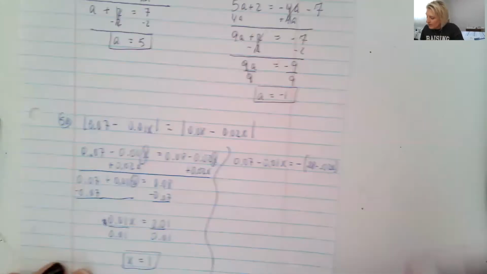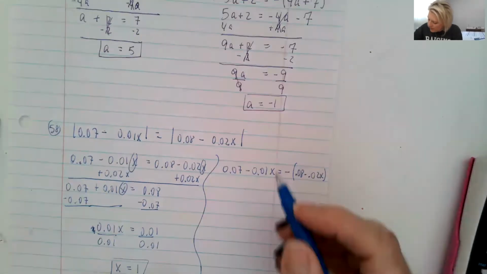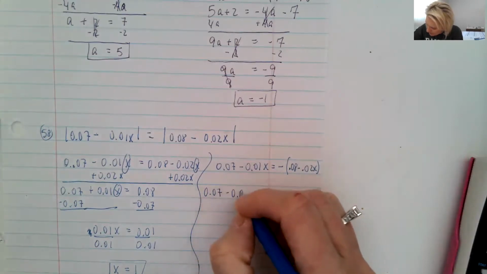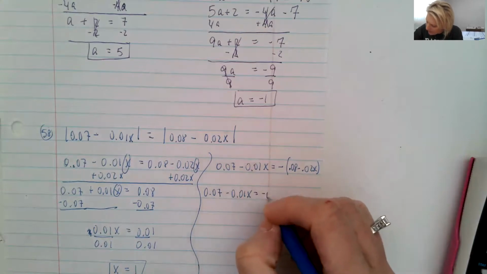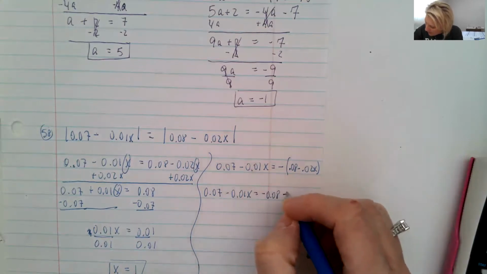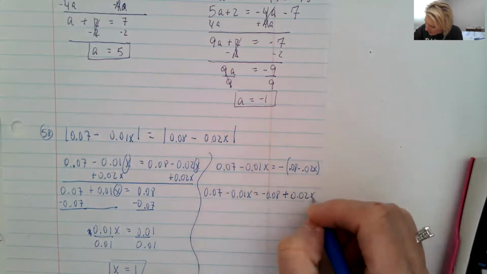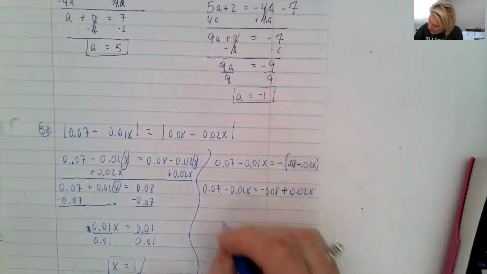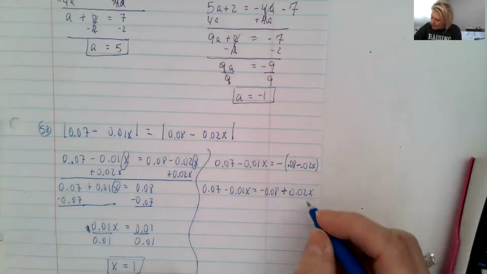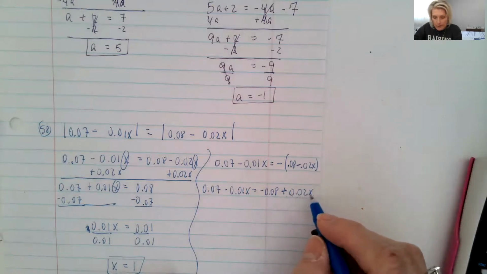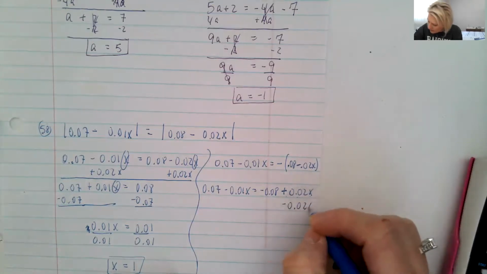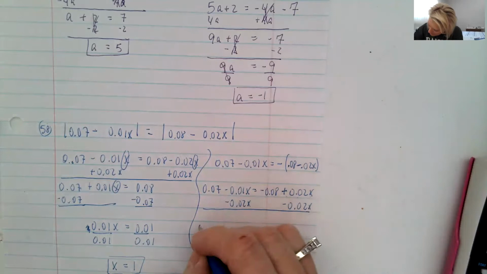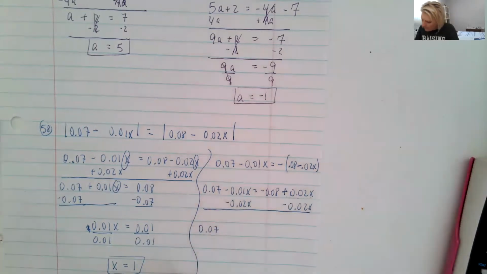Okay, now the right-hand side, we have to distribute through that negative first. So we have 0.07 minus 0.01x equals negative 0.08 plus 0.02x because it was a negative, so it made it a positive. Okay, now we have to move our x's to the left. So because it's now a positive 0.02x, we're going to subtract 0.02x. So we have 0.07.